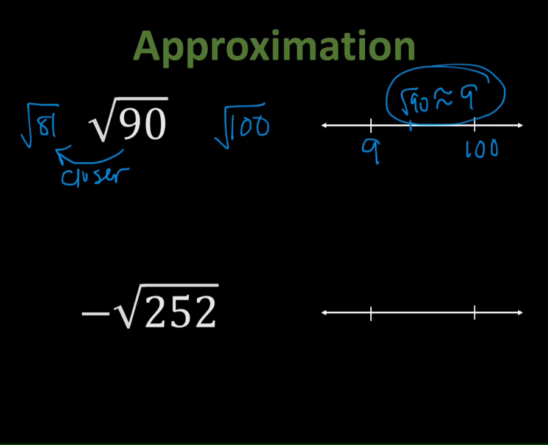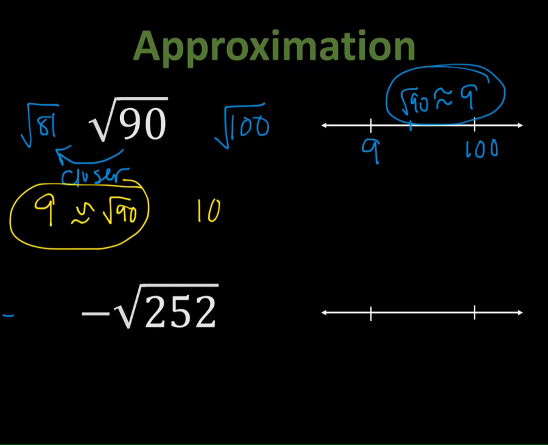Okay. Now we can look at this a different way. If you didn't want to use the number line, I could write it out like this. I could say square root of 81 is 9, square root of 100 is 10, square root of 90 is approximately 9 because it is closer.